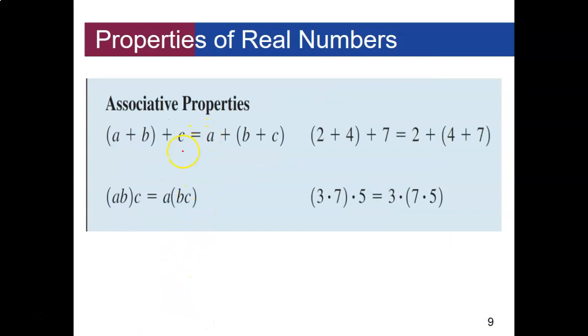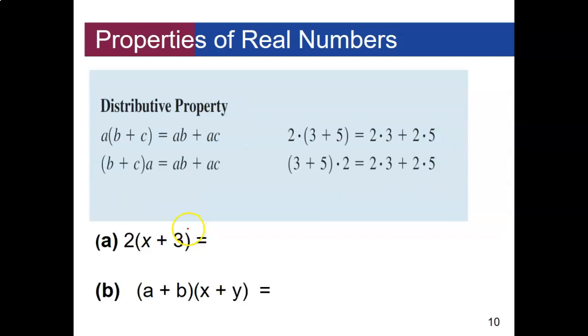Okay, associative properties. With associative properties, that just means we can regroup, and they're going to be equivalent. So if I group A and B together, or I group B and C together, as long as I'm adding, then we're going to get equivalent answers. And also for multiplication. It's not going to hold again for subtraction and division.